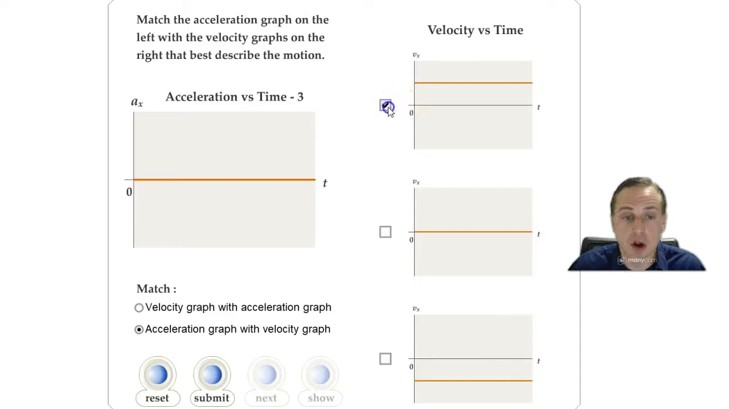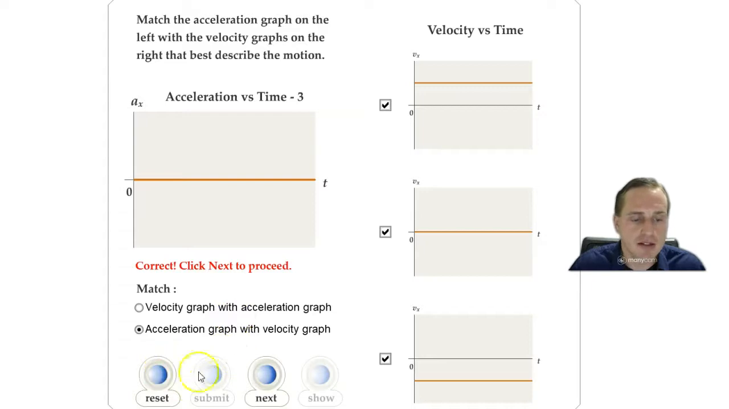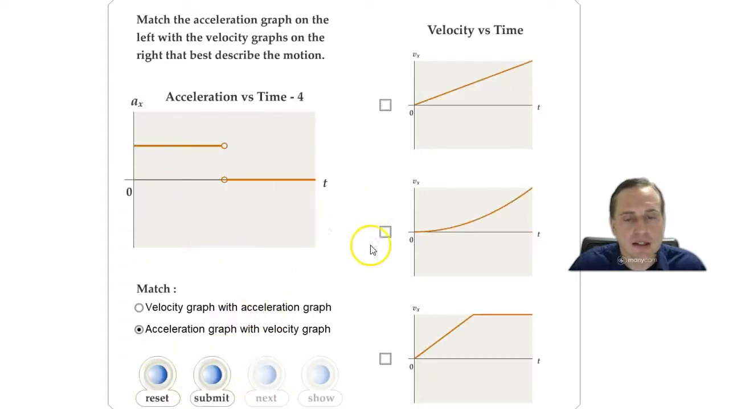Zero acceleration, I don't think the velocity should change. And again, that's going to be all of these. Because again, the velocity is just constant with time. We don't know what the initial velocity was. Okay, so that's correct. And then let's go next.